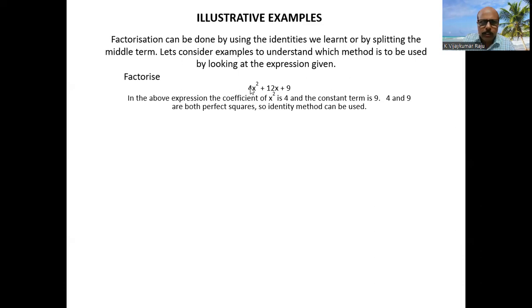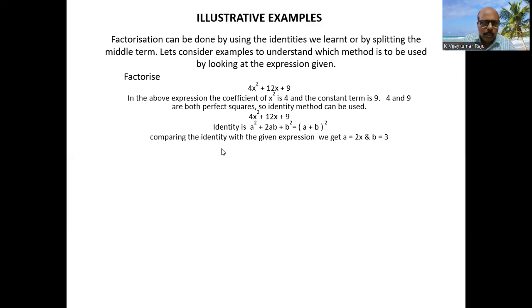So the first step is to see whether the first term and the last term are perfect squares. If they are perfect squares, then the identity can be used. Now let us see how to do it. Because they are perfect squares, it will be a square plus 2ab plus b square, which is equal to a plus b whole square.